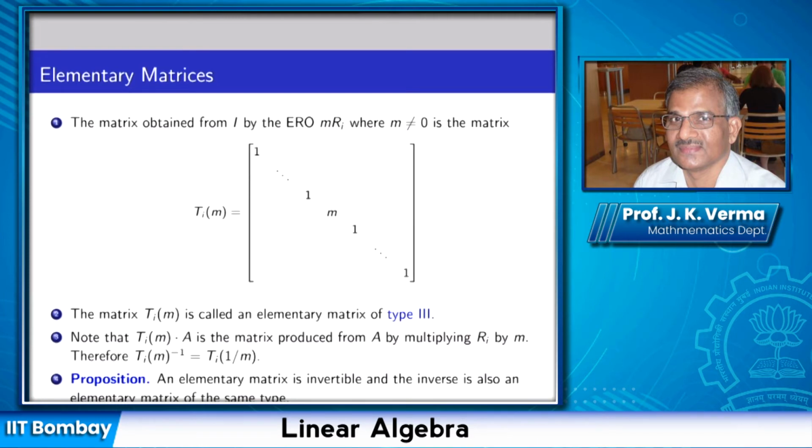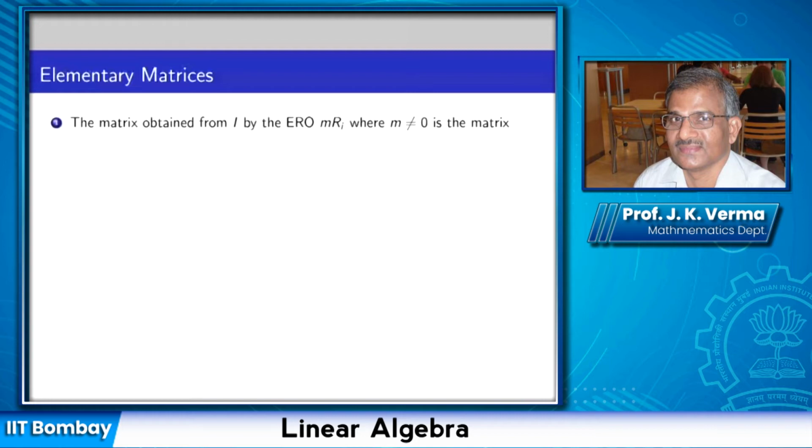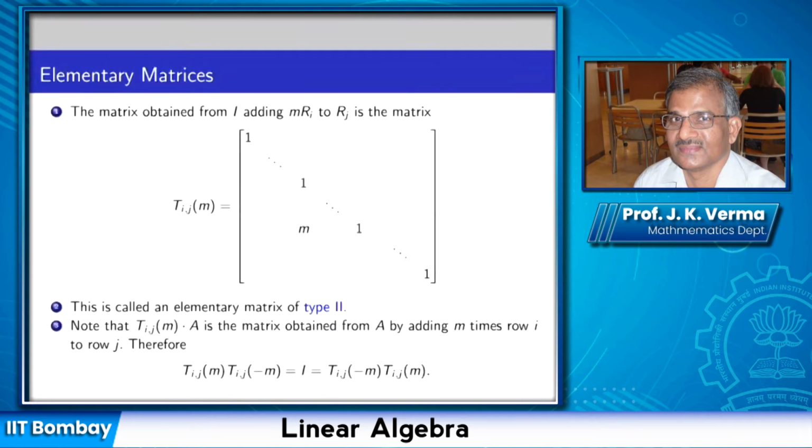Now here is a theorem. An elementary matrix is invertible, and the inverse is also an elementary matrix of the same type. Tim inverse was Ti of 1 over m, so it is an elementary matrix of the same type. The inverse of Tij was Tij itself, so that was an elementary matrix of the same type. And then we proved that for the second elementary matrix Tijm, its inverse is Tij of minus m. So that is again an elementary matrix of the same type where m is replaced by minus m.